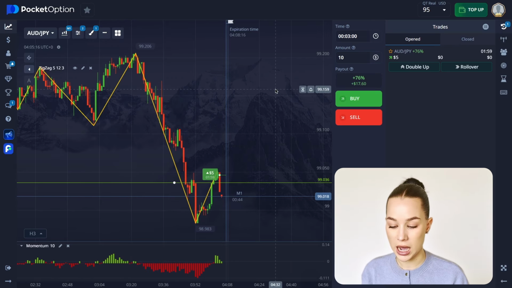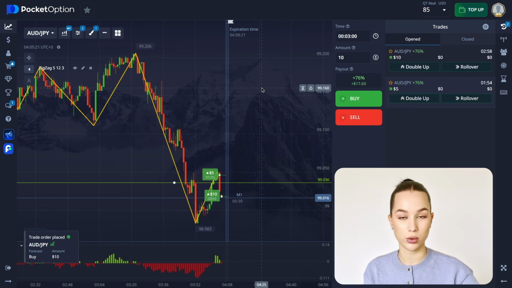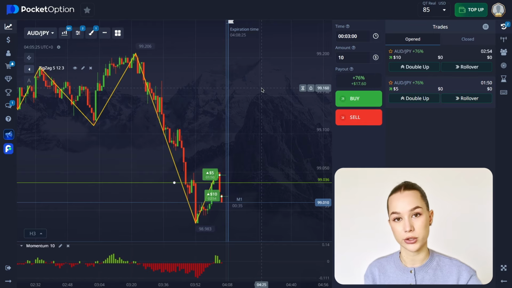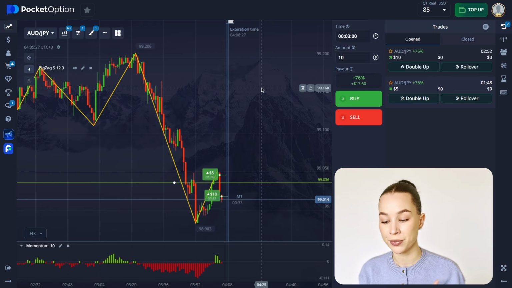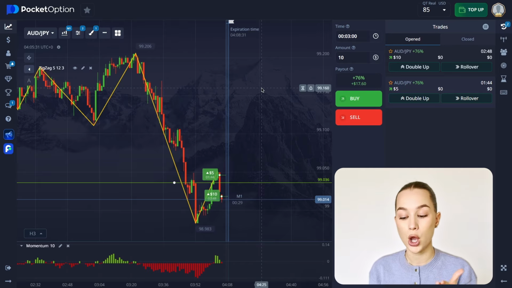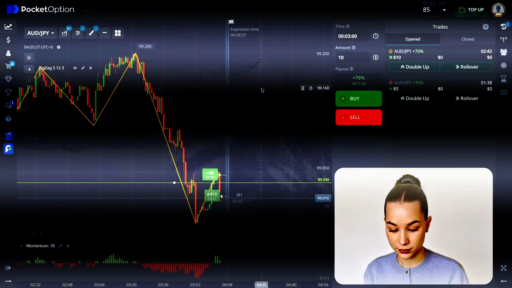So you can see how the catch-up looks and how it works. For example, if we don't close the first trade in the plus, we need to double our amount of money per trade from $5 to $10 and open a new trade. That's how we will cover our losses from the $5 and still have a plus. So now we wait till the end of our trades.